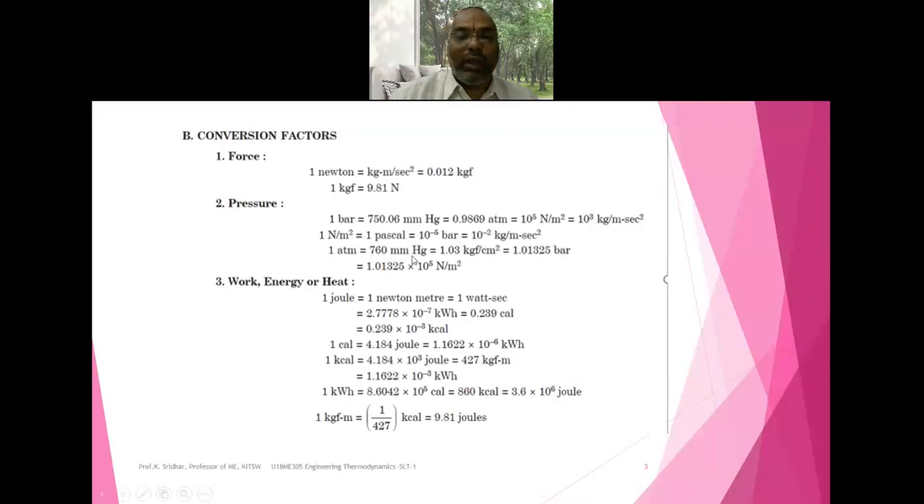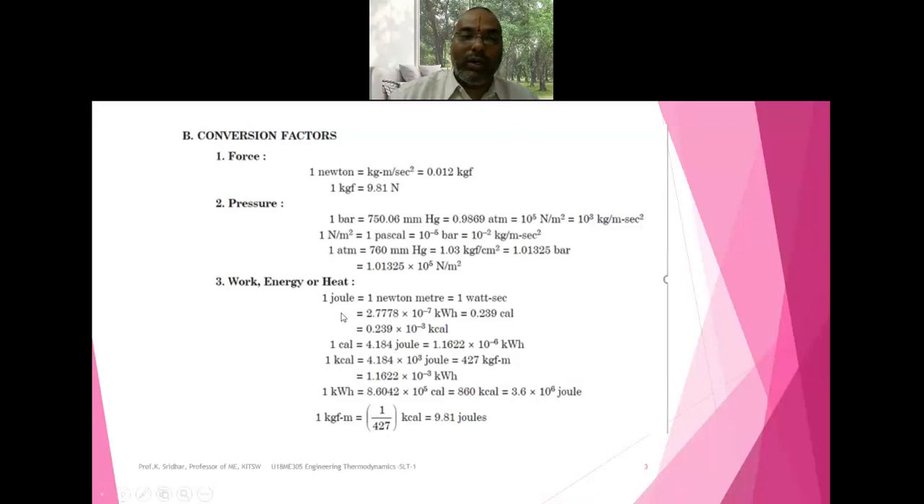Like that we can have the conversion factor. So next, the third important thermodynamic parameter is work, or energy, or heat. All are having similar units. Here, the SI unit for work is 1 joule, because work is nothing but force into displacement. Force is in Newtons, displacement is in meters. So 1 Newton meter is equivalent to 1 joule, or 1 watt second.